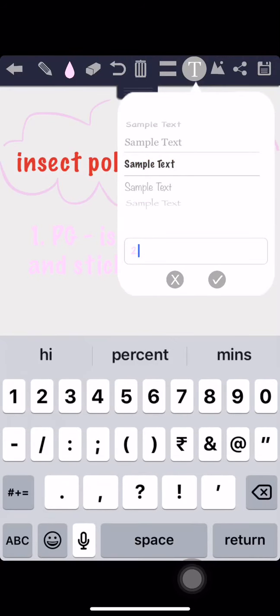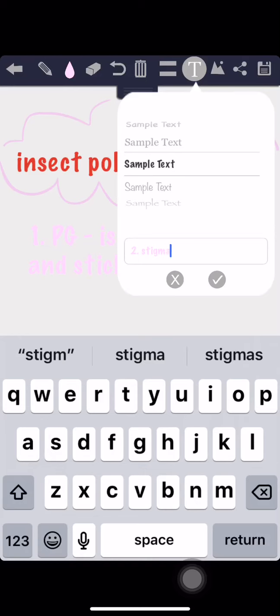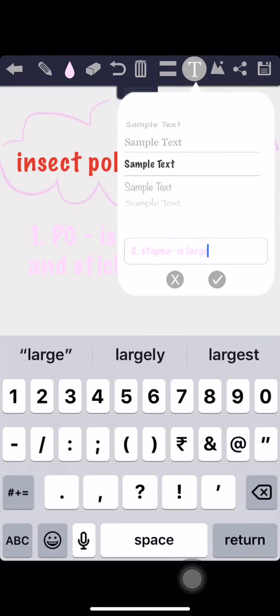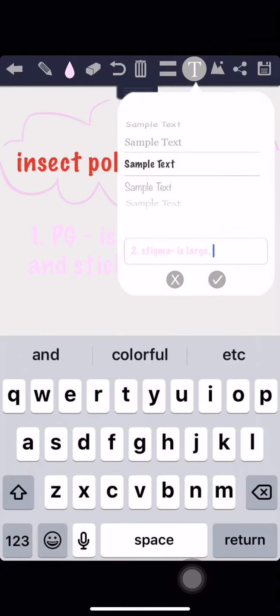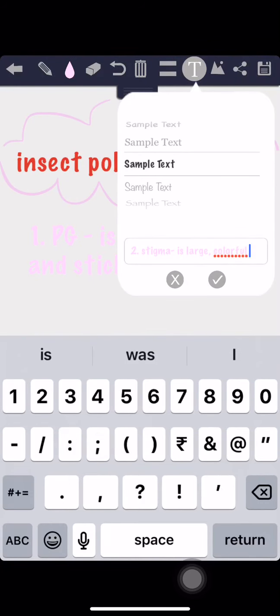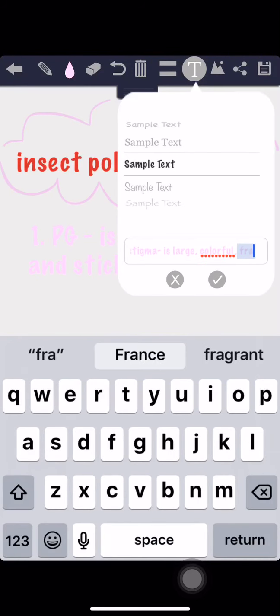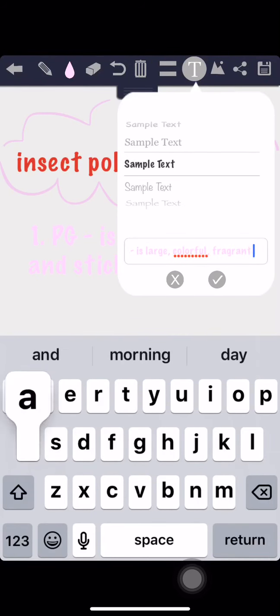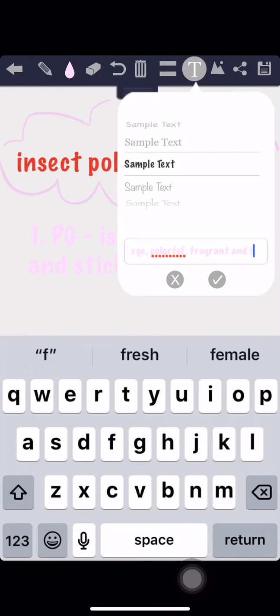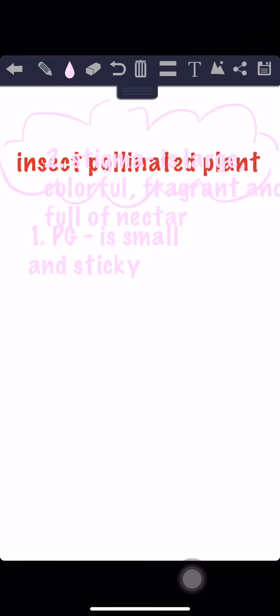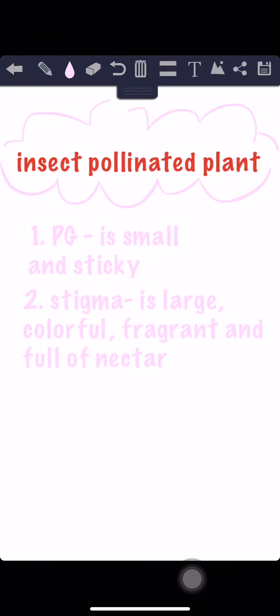Secondly, the stigma, the female part, is large, colorful, fragrant, and full of nectar. So this is the second feature. The pollen grain is small and sticky. The stigma is large, colorful, fragrant, and full of nectar. So these are the characteristic features of an insect pollinated plant.